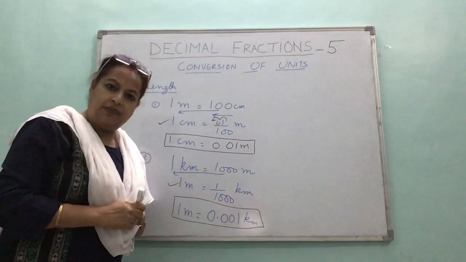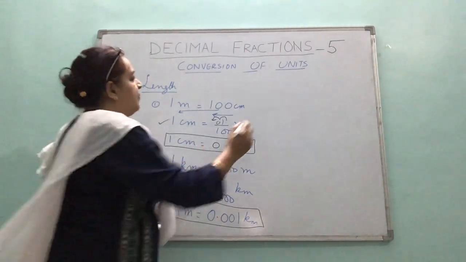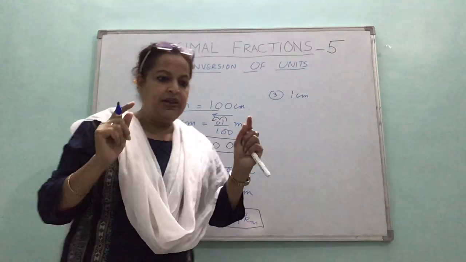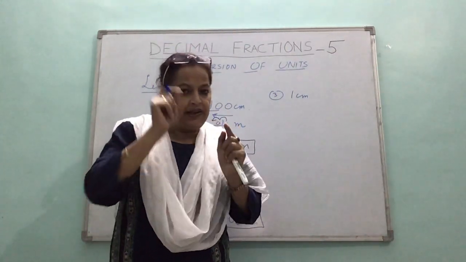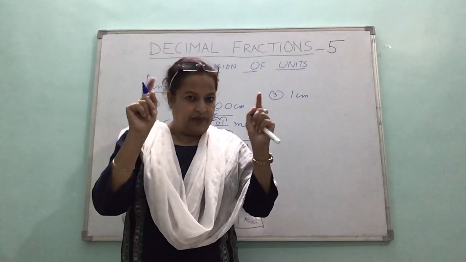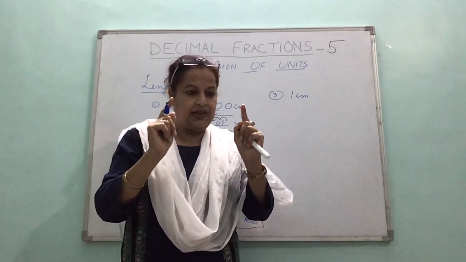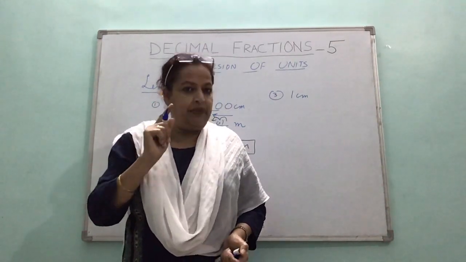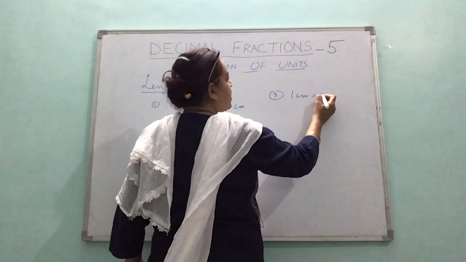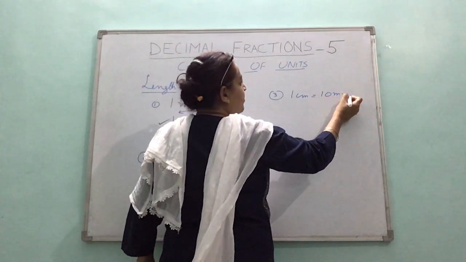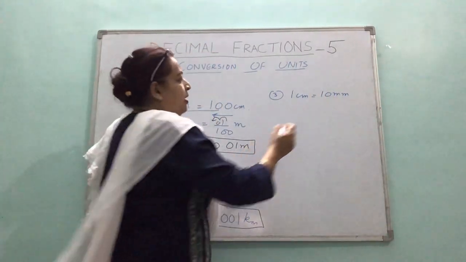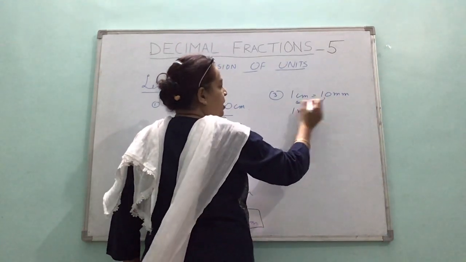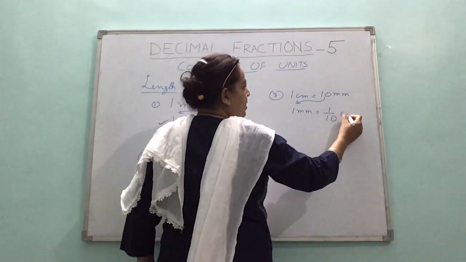One more we can do: centimeter and millimeter. Third one. 1 centimeter, you can see on the measuring scale, children. On the measuring scale there are centimeters, and there are minor small lines, those are for millimeters. So 1 centimeter is 10 millimeters. Mm means millimeter. If I am finding out what 1 millimeter is equal to, we divide by 10, 1 upon 10 centimeter.